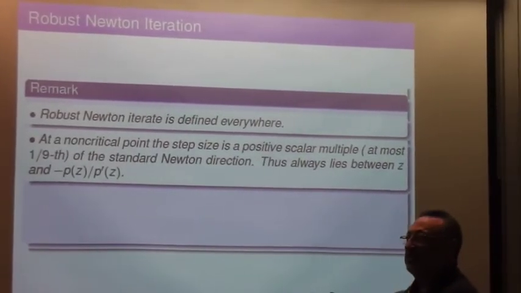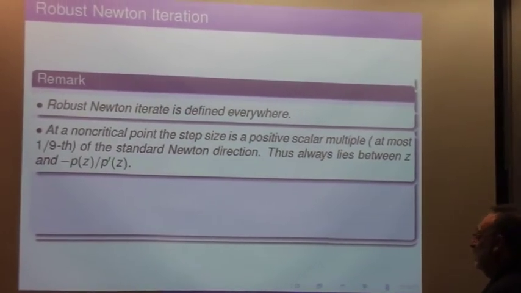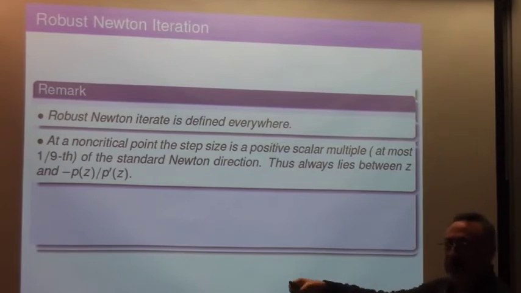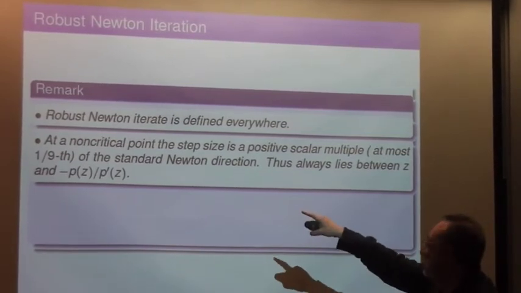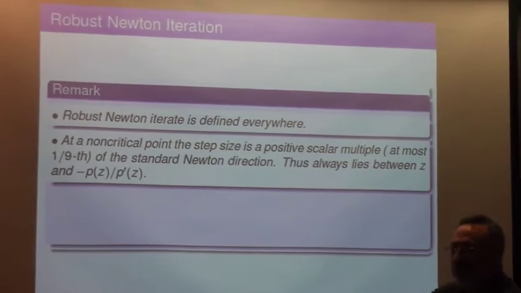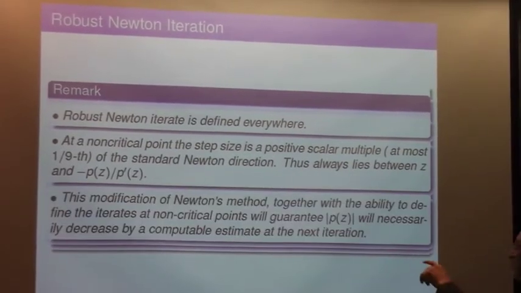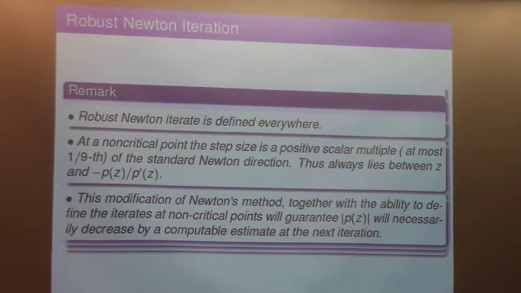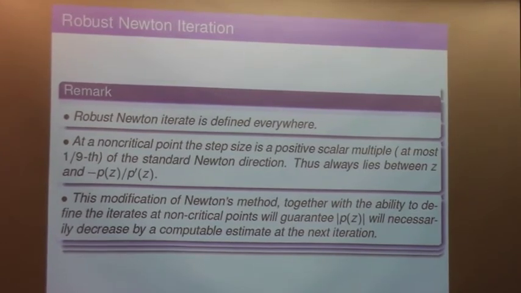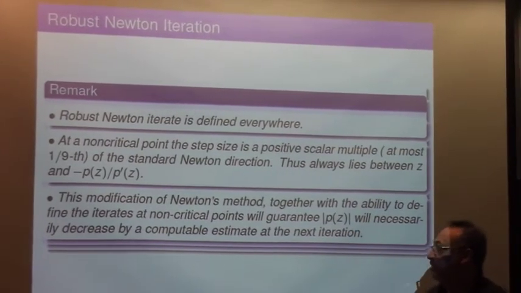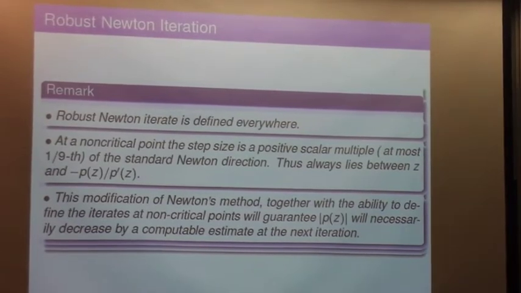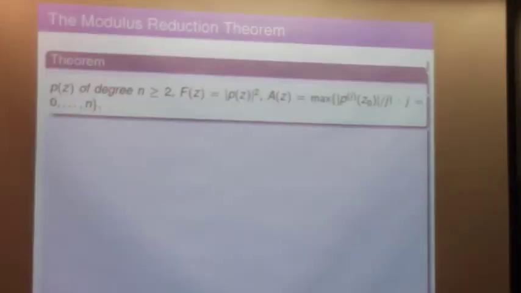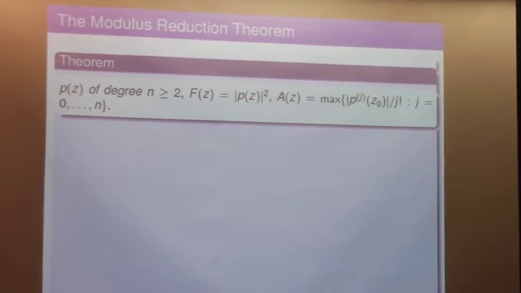Now the nice thing is that it's defined everywhere. At a non-critical point, the step size is a positive scalar multiple of actual Newton's method. And in fact, it's within 1/9 of Newton's direction. This modification of Newton's method, together with the ability to define the iterates at non-critical points, will guarantee that the modulus necessarily decreases by a computable estimate at that iteration. So, I call this the modulus reduction theorem.